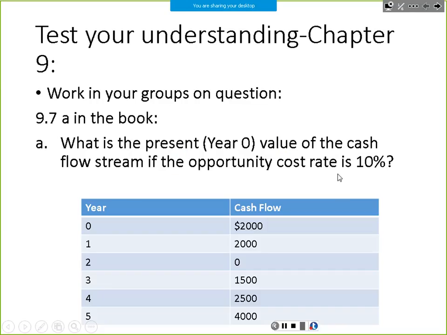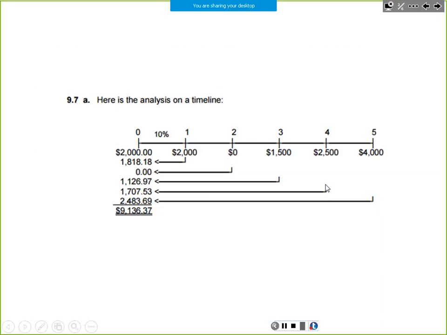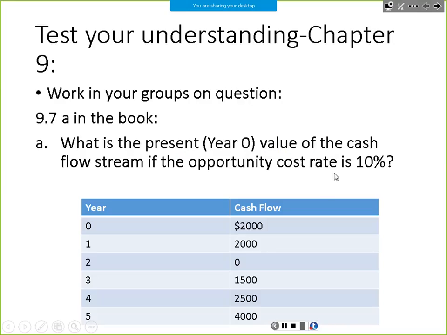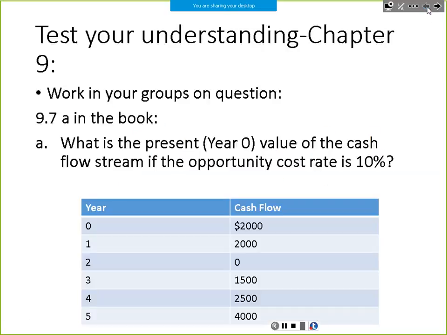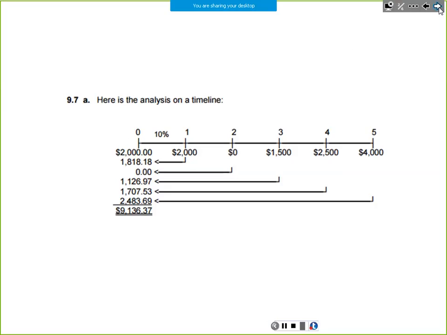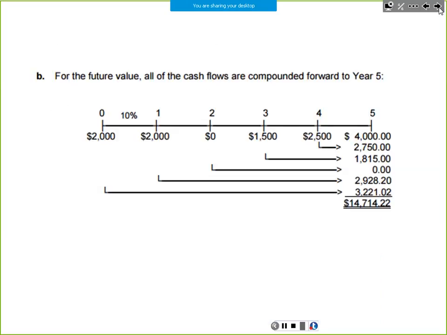In the interest of time, you can certainly work this through in your book, and if you want me to check your answers, that's perfectly fine. For the future it's multiplication. So you divide when it's the past and you multiply when it's for the future. When we're looking for the future, we're multiplying; searching for the past, we're dividing.